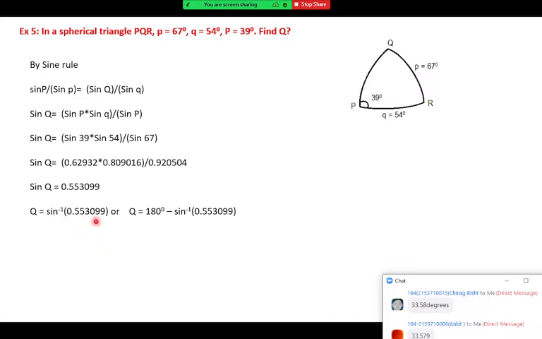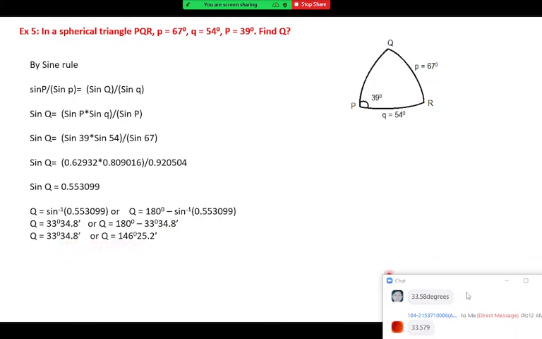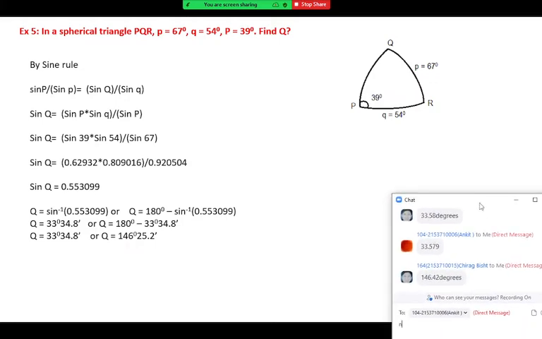So sine inverse gives us one angle, but why are we writing two there? We already know that for sine theta there are two thetas for the sine function in the range 0 to 180 degree. One is theta and another is pi minus theta. So we should write the two angles. The first angle is 33 degree 34.8 minute, or 180 minus 33 degree 34.8 minute. So that is nothing but 33 degree 34.8 minute, or 146 degree 25.2 minute.